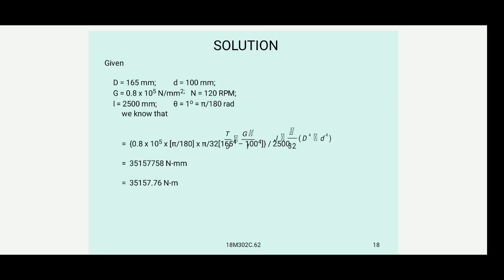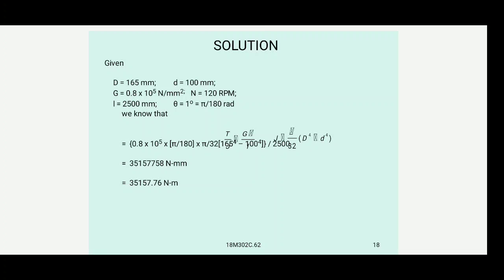Given data: capital D is equal to 165 mm, small d is equal to 100 mm, G is equal to 0.8 into 10 to the power of 5 Newton per mm square, N is equal to 120 rpm, L is equal to 2500 mm. Theta is equal to 1 degree, that is pi by 180 radians.